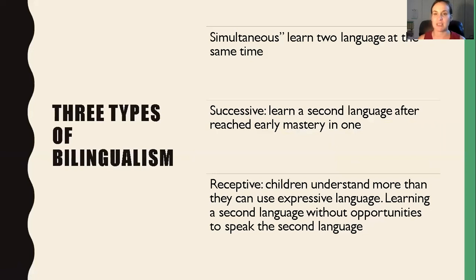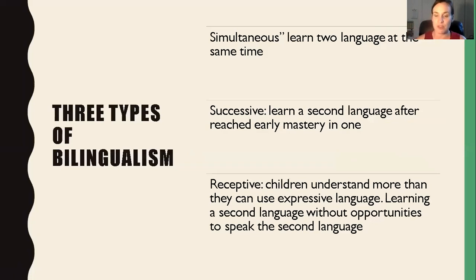Simultaneous is you're learning two languages at the same time. So your mom and your dad are fluent in English and Spanish. You are learning them simultaneously. Successive, you learn a second language after reaching early mastery in one. My best friend in high school came to the United States when he was in first grade. So he had a strong mastery of being able to read and write to a kindergarten level in Spanish. Then he came and he went to a school that did not have bilingual education. He was just thrown into English, and he learned a second language after reaching mastery in one.